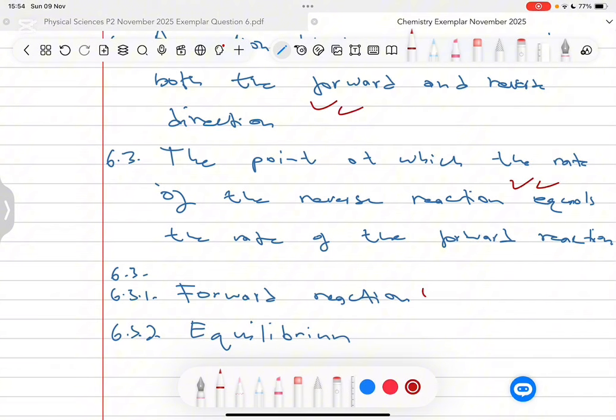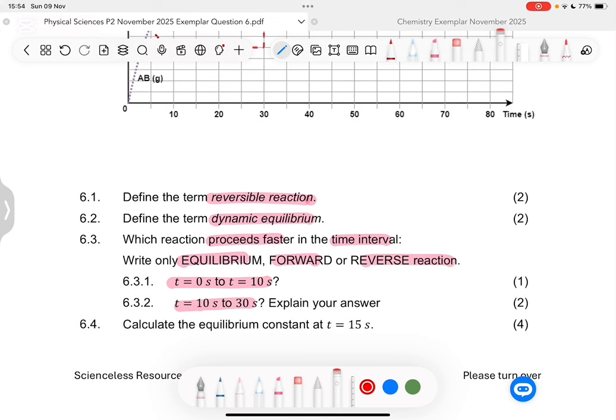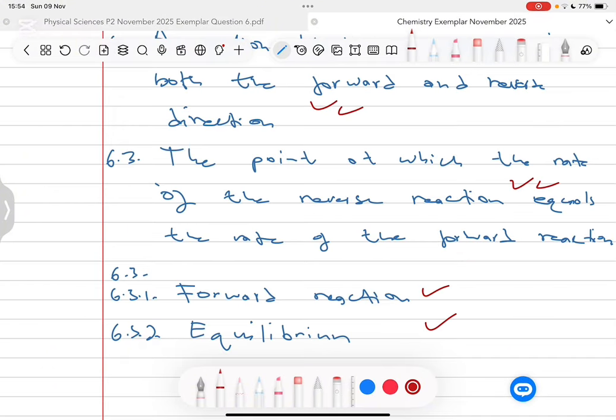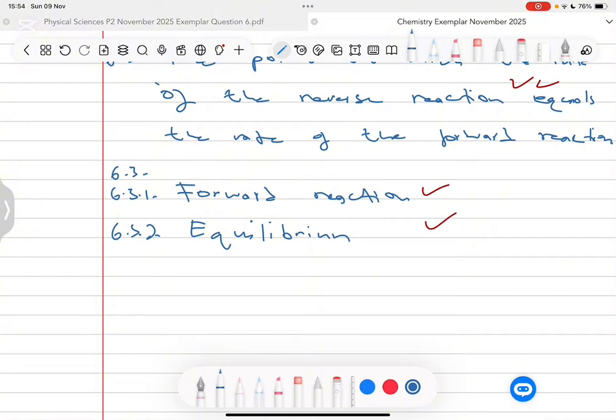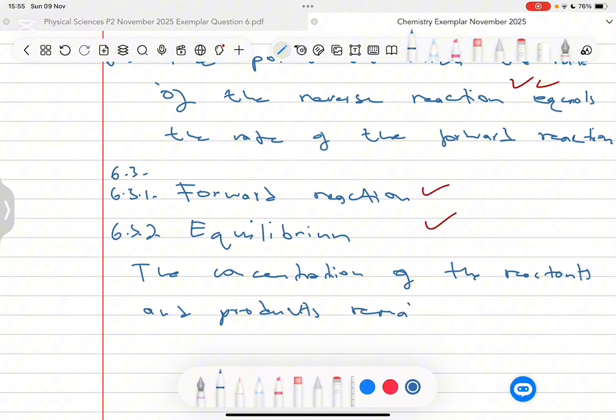Each of these answers will give you 1 mark. But we have to check here. They say to explain your answer for this one of equilibrium. Well, I think I've just said it in words when I was talking here. But to explain this, we will say that the concentration of the reactants and products remain constant.